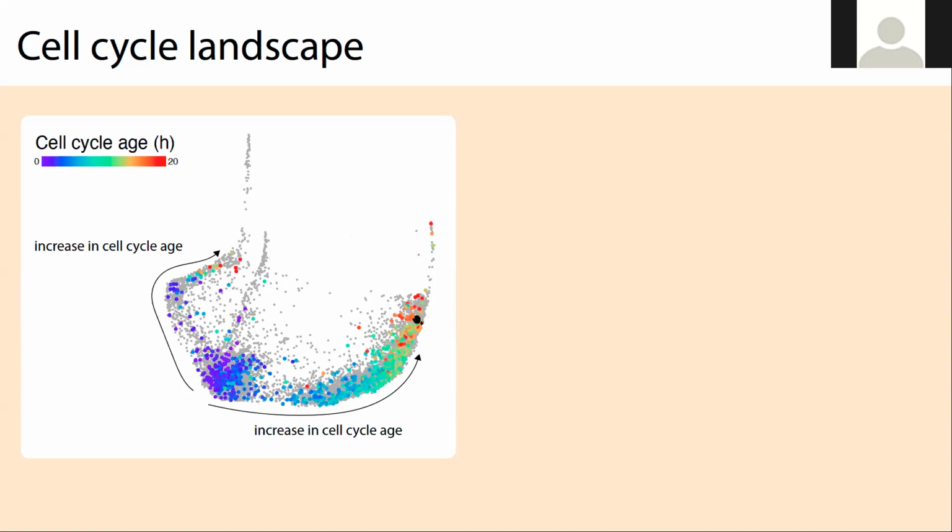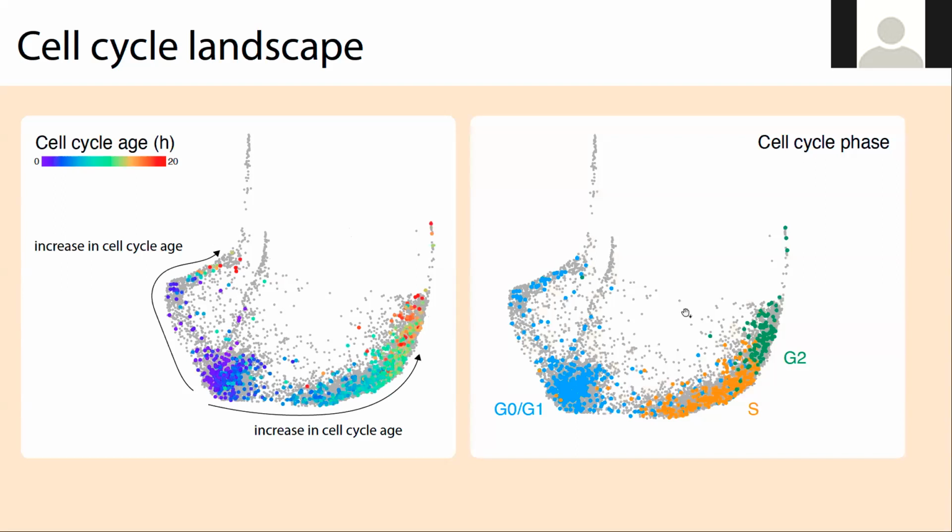We can then overlay the data that we obtained from our time-lapse imaging directly onto this structure, as shown here for cell cycle age. Now, as you can see, the youngest cells from our time-lapse imaging mapped directly on the central arm of the structure, and cells age as they progress up both the right and left arms of the structure. If we overlay cell cycle phase information on the landscape, we see that G0 and G1 cells occupy the left and central arms, while cells progressively passage through S and G2 phase along the right arm of the structure.